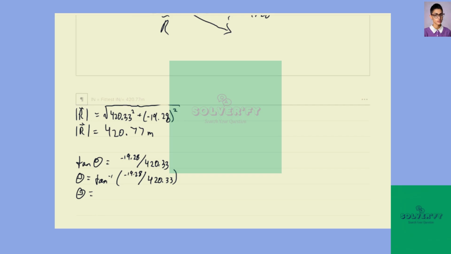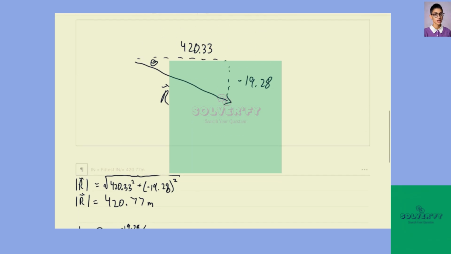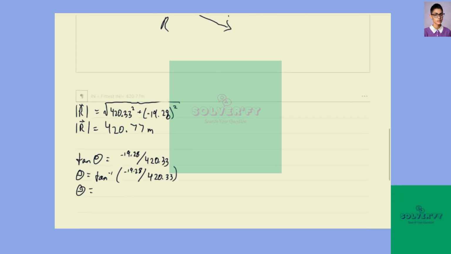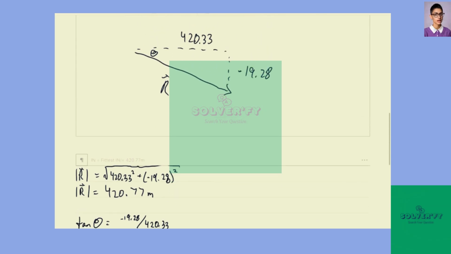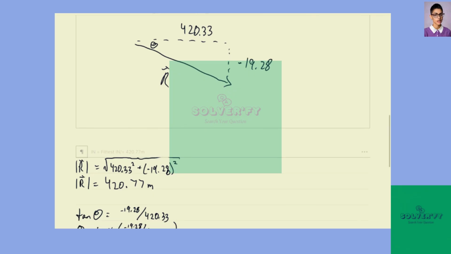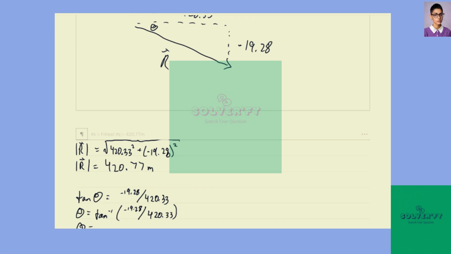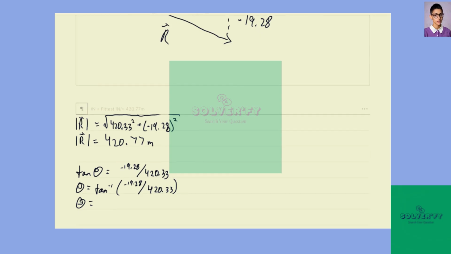Next, we need to find the angle. Looking back at our triangle, we can find the angle using the tangent function. Therefore, the tangent of theta will equal negative 19.28 divided by 420.33. Now we know that the angle will equal the inverse tangent of negative 19.28 divided by 420.33. When you plug this into your calculator, we get that theta equals negative 2.63.